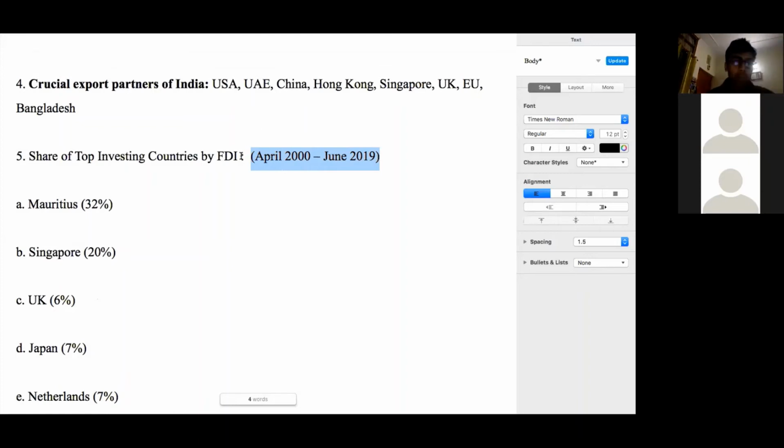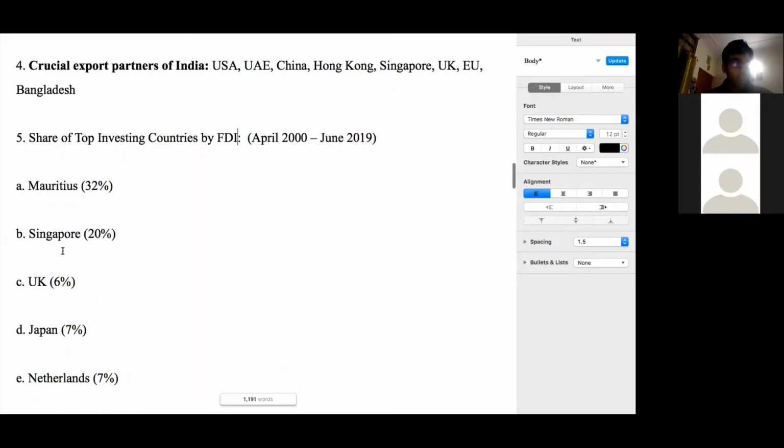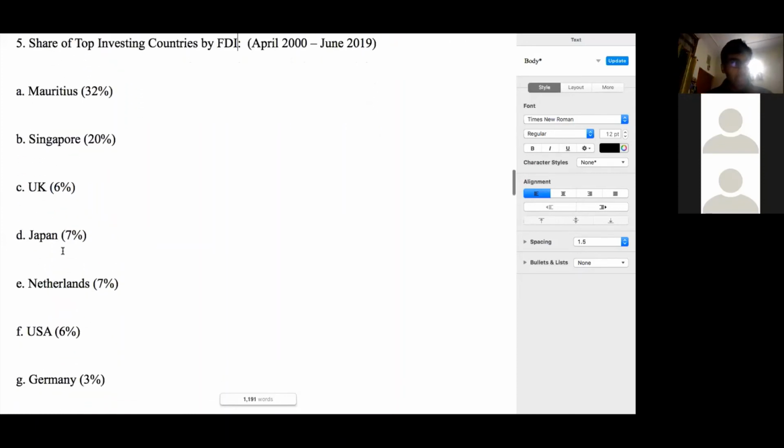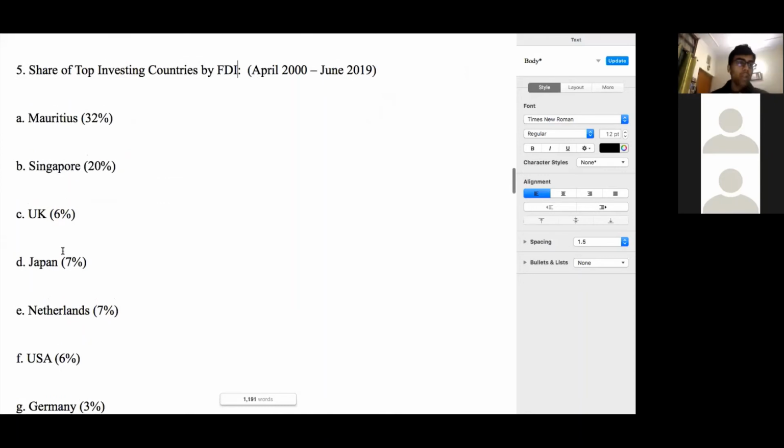in India. So the number one country in terms of FDI is Mauritius, then Singapore, then UK, then Japan, then Netherlands, then USA, and then Germany. Now, why are Mauritius and Singapore the top two? This is a very good question. Mauritius is a very small country. Even Singapore is relatively very small. So how come Mauritius and Singapore contribute the largest FDI?